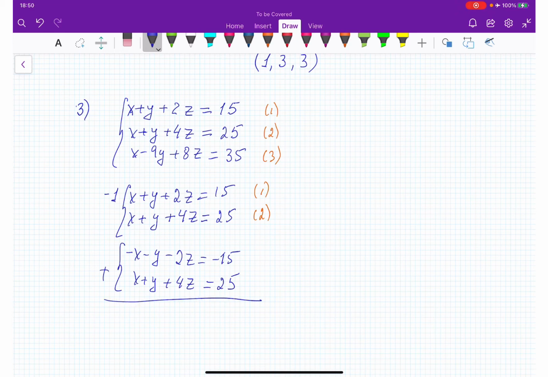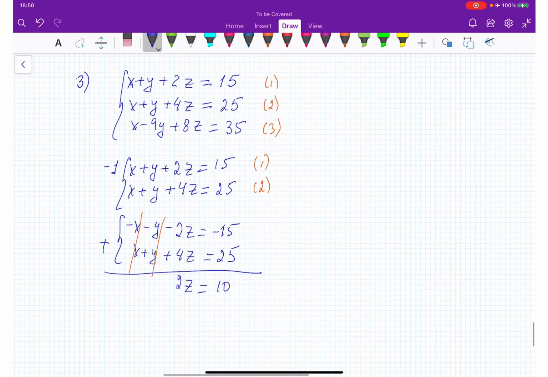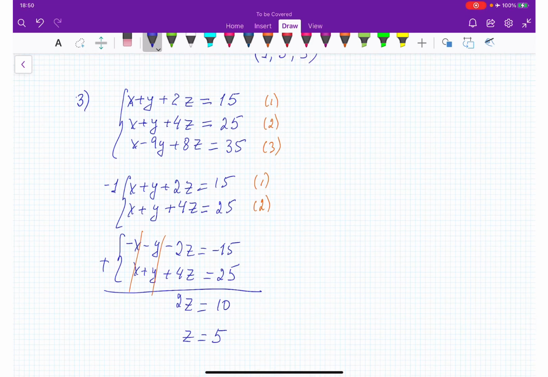All right. What do I have? Negative x plus x is gone. Negative y plus y is gone. And I have 4z minus 2z. It's going to be 2z equal 10, 25 minus 15. And z is equal 5. Yes? Okay. Next. So I used first and second. Now I need to use third one.